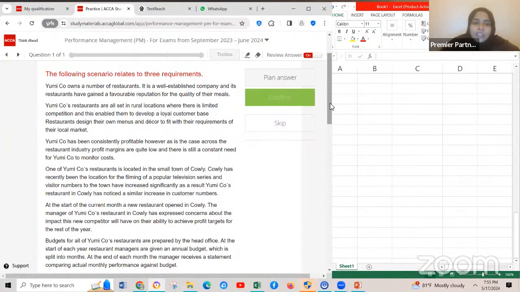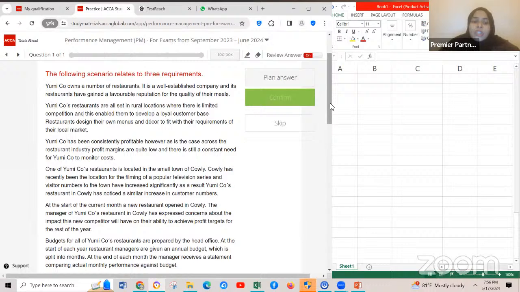Yumiko has been constantly profitable. However, as is the case across the restaurant industry, profit margins are quite low. Yumiko has been profitable, but the industry is not doing that well. And there's still a constant need for Yumiko to monitor their cost.